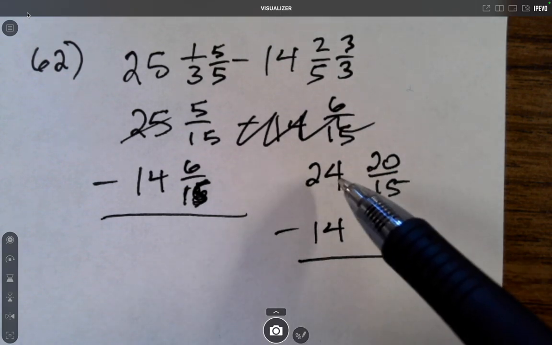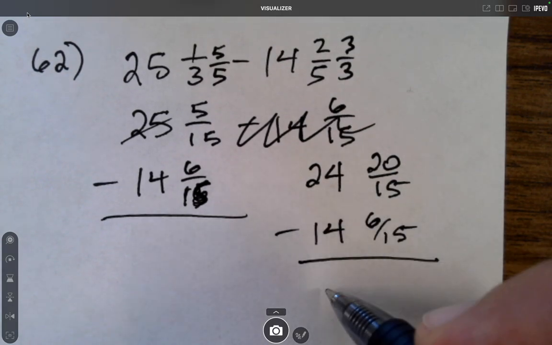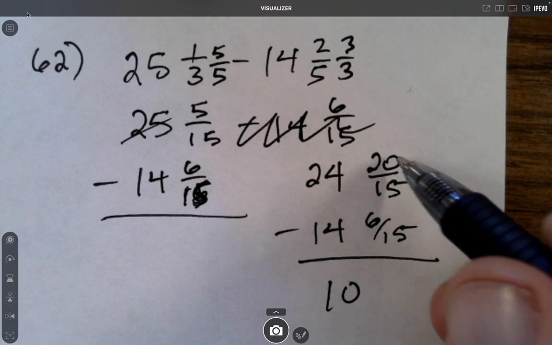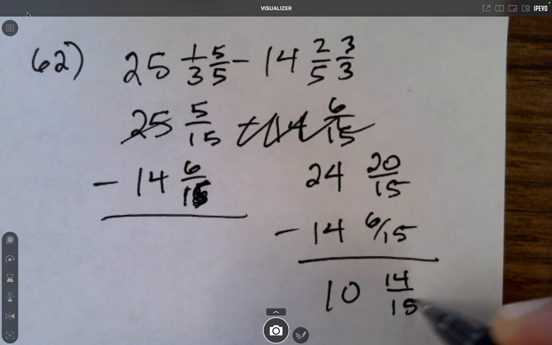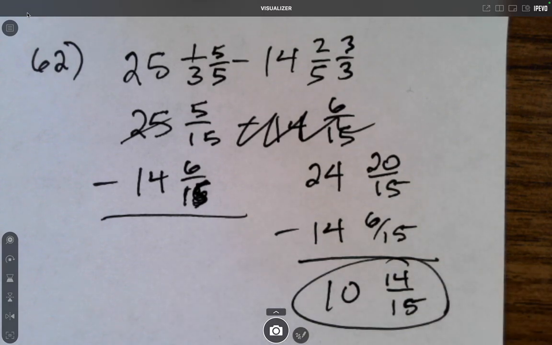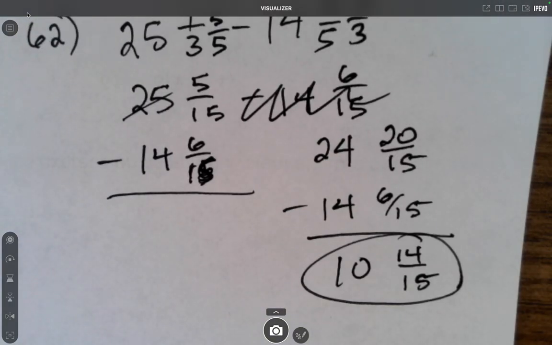Then we subtract the whole numbers. 24 minus 14 is 10. 20 minus 6 is 14. And we keep the denominator the same. So our final answer is 10 and 14 over 15.